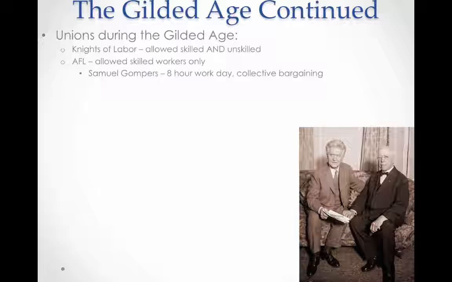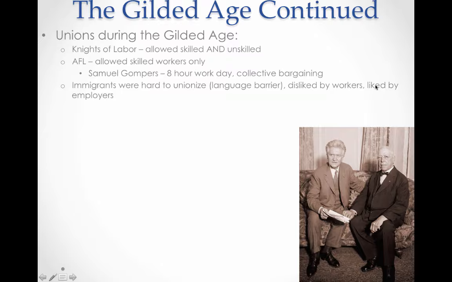Leader you have to know is a guy by the name of Samuel Gompers, who pushed for an 8-hour workday as well as collective bargaining, which allowed workers to push for better working conditions and pay. Immigrants were hard to unionize because of language barriers, also disliked by many native workers and liked by employers because they could pay them what? Less money. Less money.